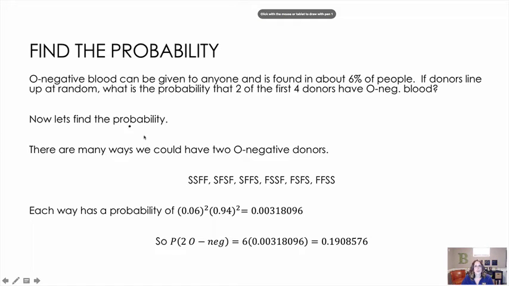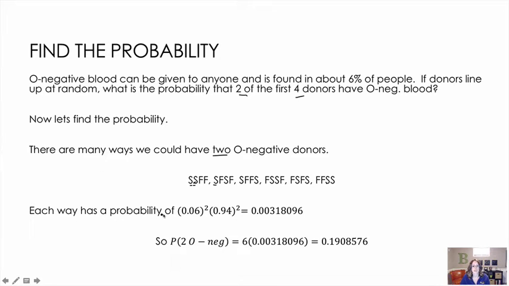Okay, so now that we know that yes, it meets the 10% rule, let's talk about the sample space. The sample space is all of the ways, in this case, that we could have 2 O negative donors. We could have the first 2 are O negative, the next 2 are not. We've got an O negative, a not, an O negative, a not, etc. So essentially I've listed all of the different ways that that could happen. There are 6 different ways for that to happen.